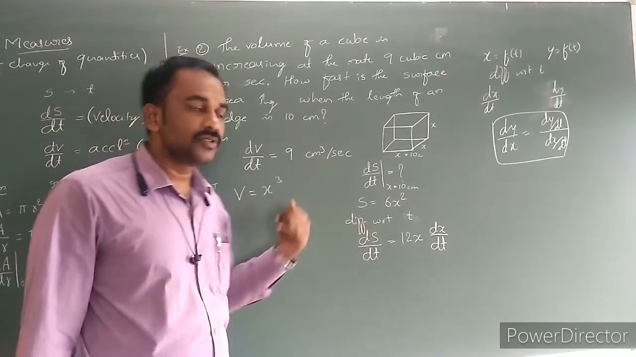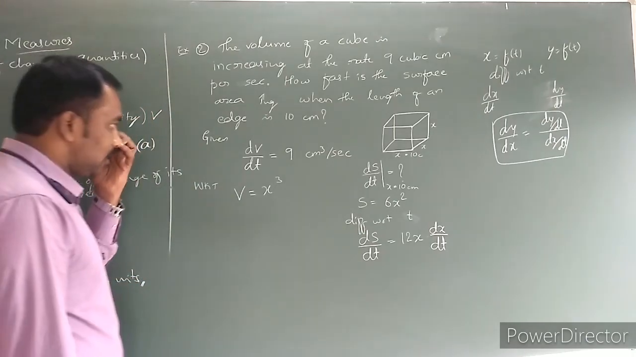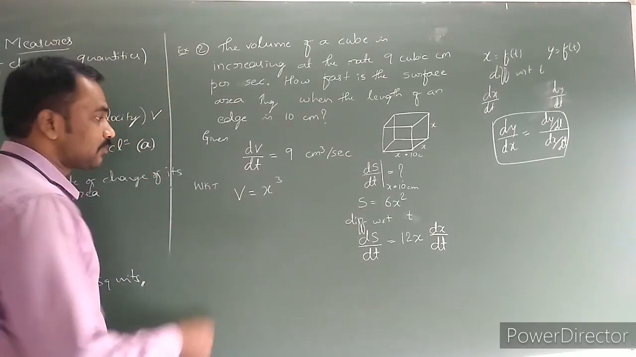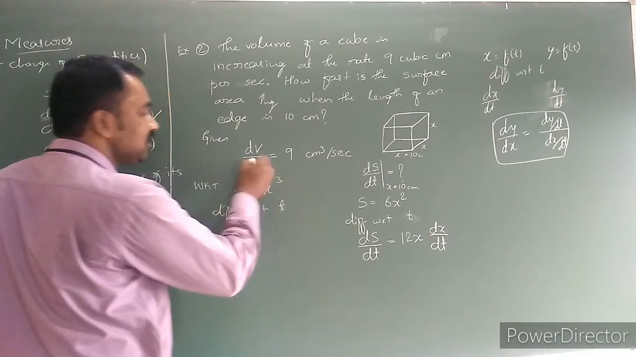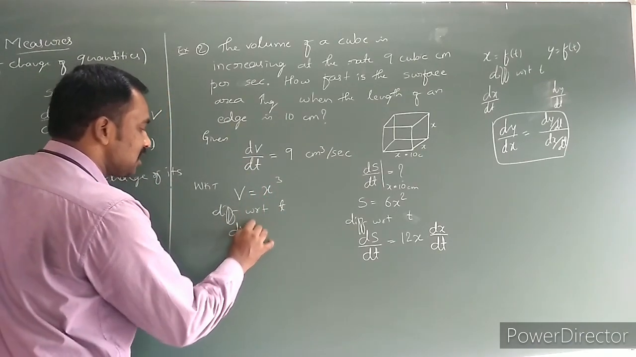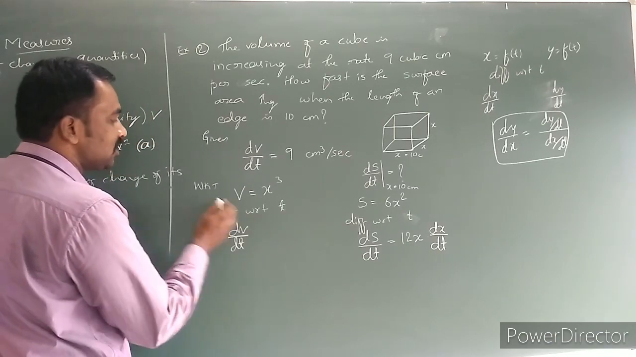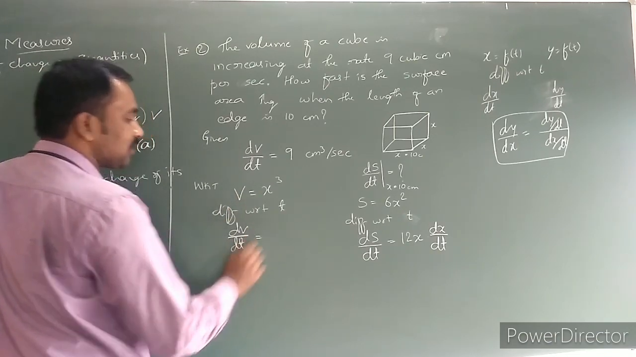Still yet we have not used that one. So that we get, differentiating this value with respect to what? T. Differentiating with respect to the time. What will we get? dV by dt. Differentiating the value with respect to the time.